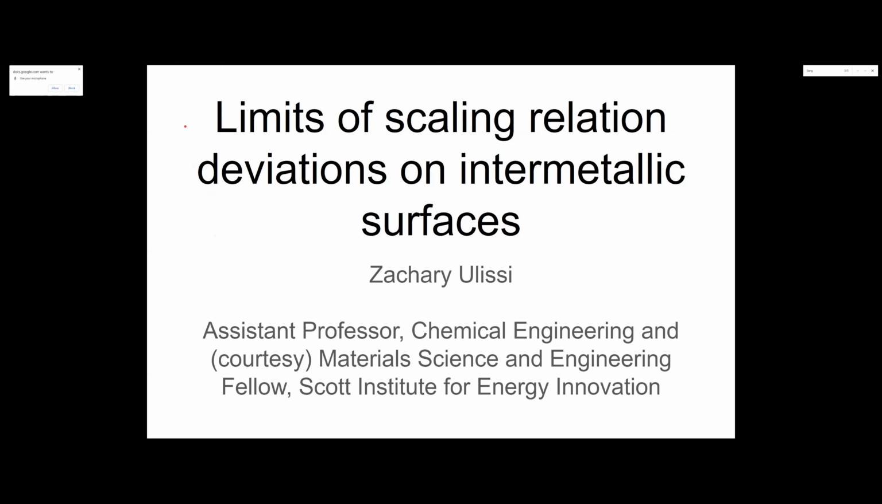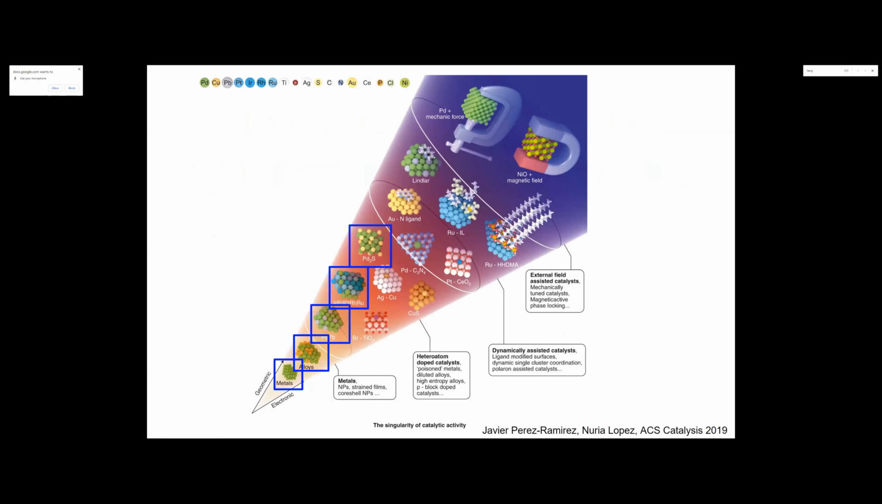Go for it. Perfect. Okay, so Paul already gave a great introduction to some of the problems of scaling relations, so I won't really dive into why we're trying to circumvent these. But I did want to highlight there are a lot of different strategies, and I really like this paper by Javier and Nuria late last year in ACS Catalysis, talking about all the different strategies that we can use to break scaling relations. The things that Paul was just talking about are sort of up in the upper right.